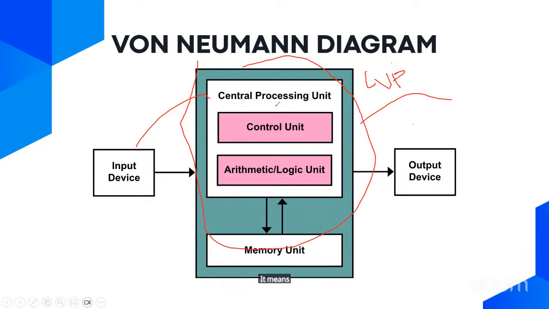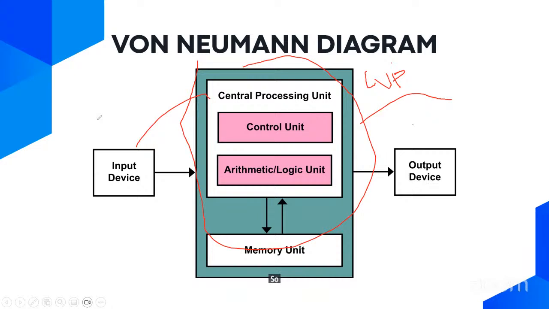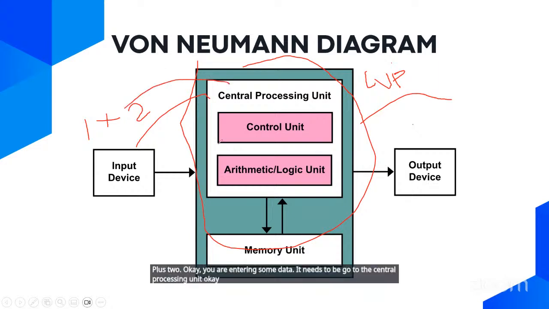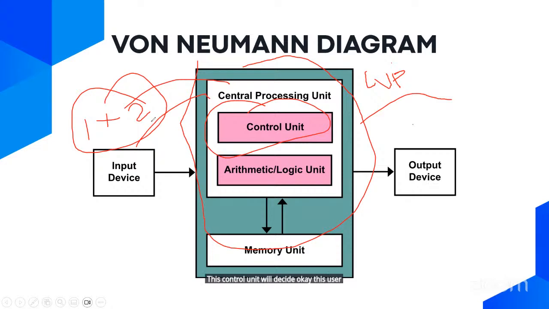It will happen in this central processing unit, the CPU. In the CPU, two things are available. One is the control unit, one is the arithmetic logic unit. So if you are giving 1 plus 2, okay, you are entering some data. It needs to go to the central processing unit, the CPU. The CPU wants to know what needs to be done. 1 plus 2, what does it mean? What needs to be given as output? This control unit will decide, okay, this user is giving two inputs, and we need to find the sum.